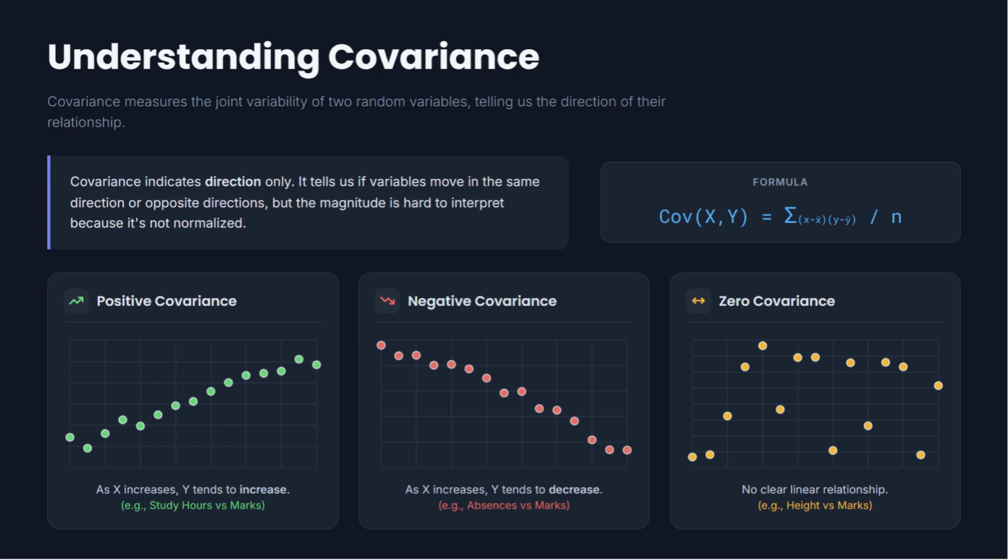There are 3 cases shown on the slide. Positive covariance, both move together. Example: more study hours, arrow, higher marks. Negative covariance, they move opposite. Example: more absences, arrow, lower marks. Zero covariance, no clear linear relationship. Example: height vs marks. So covariance tells us whether the relationship is positive, negative, or none.